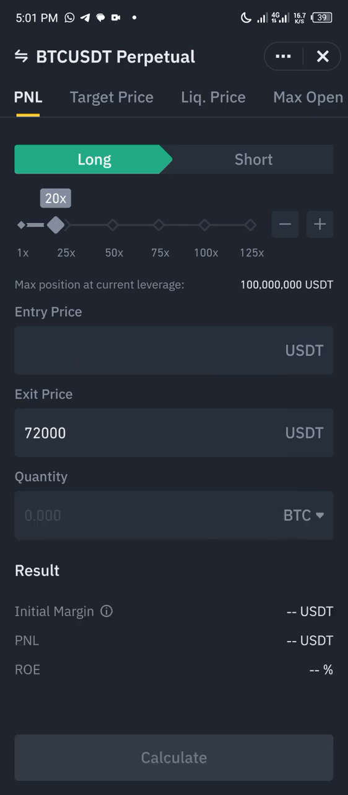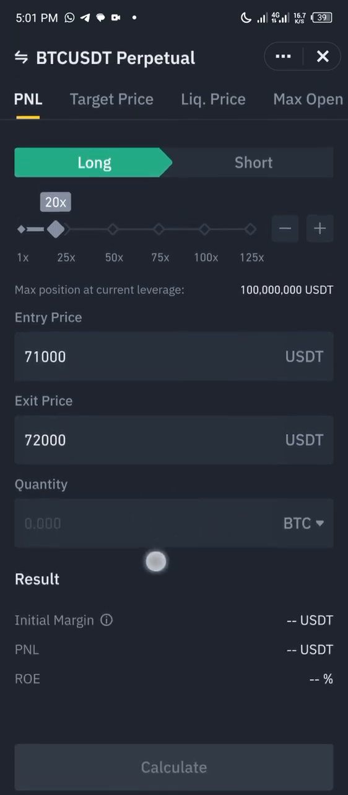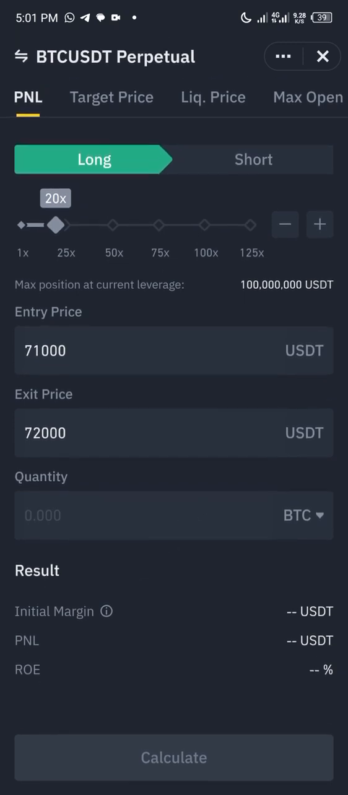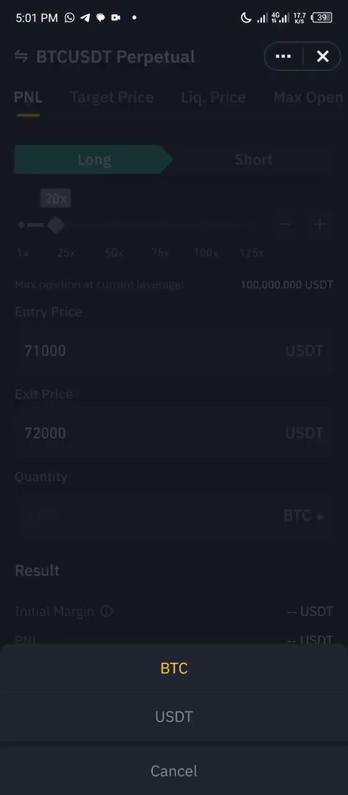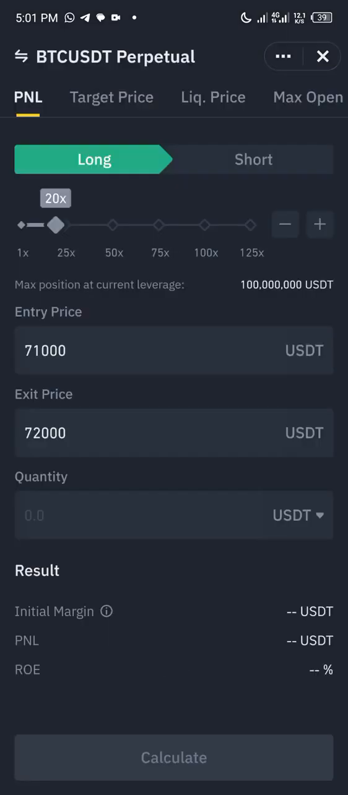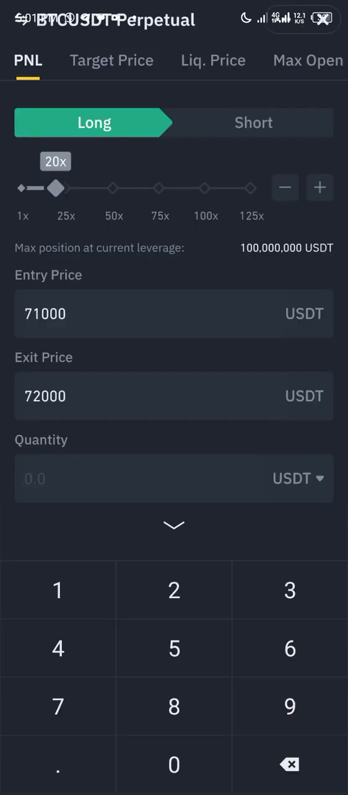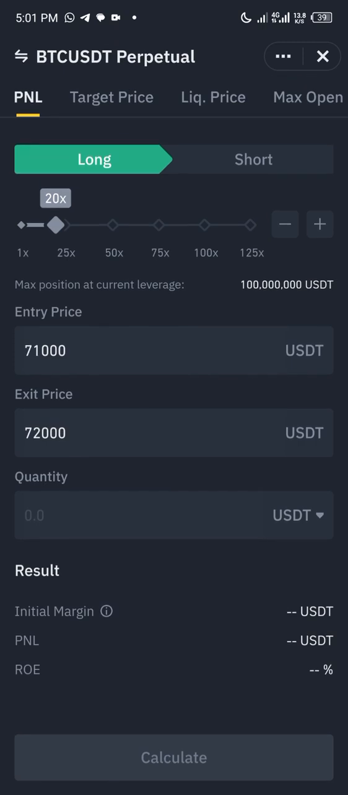And this quantity right here is the amount that I'm willing to input into the market. So let me click on this BTC and change it to USDT, because USDT is what I'm using to trade with. When I click on USDT, it's going to change for me. Then let me input the quantity. The quantity right here, you have to calculate it in terms of your leverage. Yes, I'm using 20x leverage. Let's say I want to enter this trade using just $1.